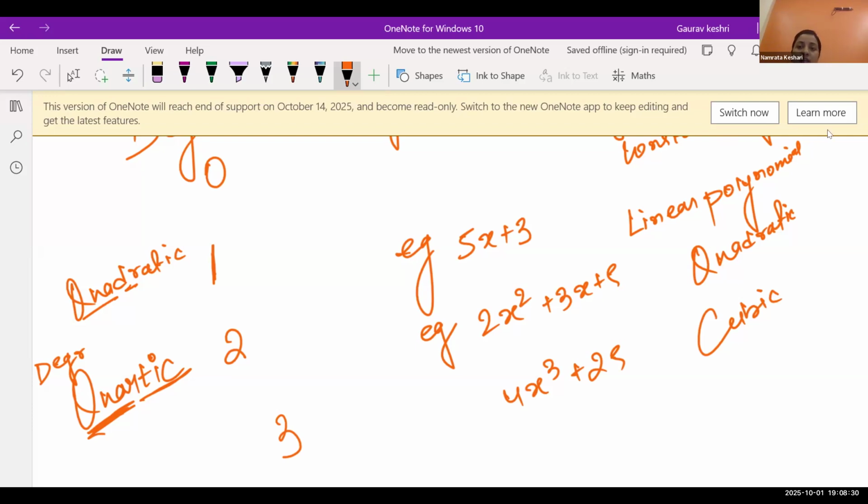So ma'am, again I'm repeating: when the degree is 0, it's called a zero or constant polynomial. When the degree is 1, it's called a linear polynomial. When the degree is 2, it's called a quadratic polynomial. And when the degree is 3, it's called a cubic polynomial. Clear so far? Yes, ma'am.